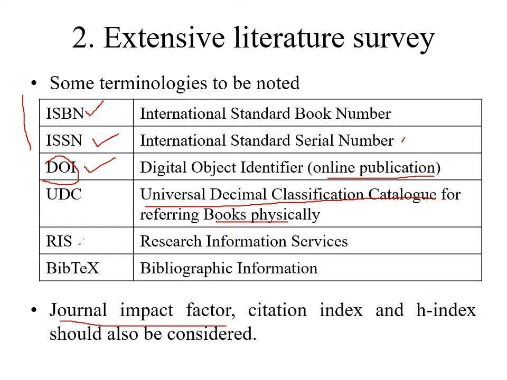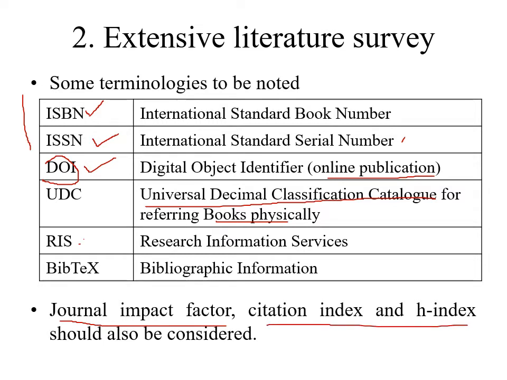Which journal are you referring to, and what is the impact factor for that journal? If the journal has a high impact factor, then the journal is good. Good scientists and good researchers have published their papers in the journal. So it means like that. And then citation index and H index are also important.